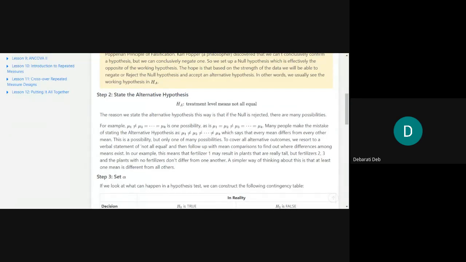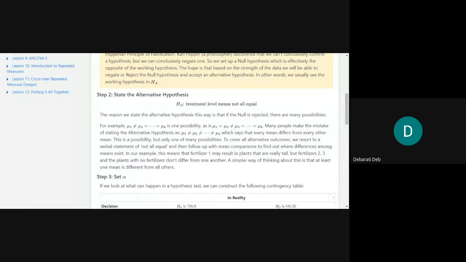So in the null hypothesis you will write that the mean height of the first group of people is exactly equal to the mean height of the second group of people, which you want to prove wrong. In the alternative hypothesis you will write that the mean height of the first group of people is not equal to the mean height of the second group of people. Is that now understandable?